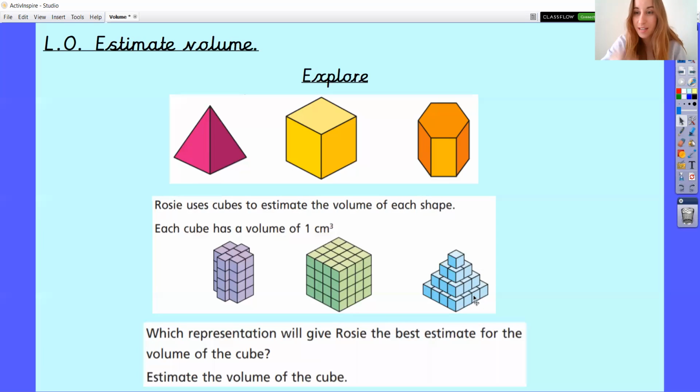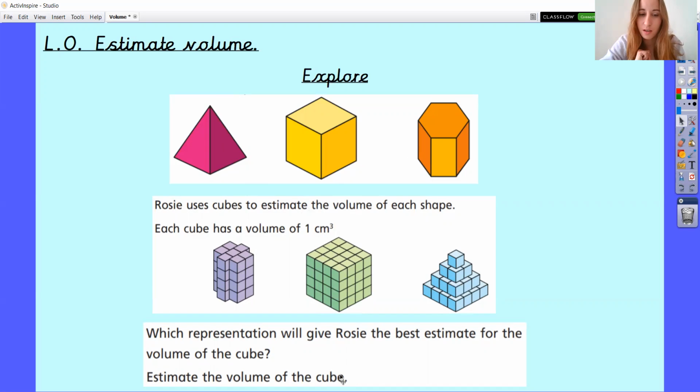So we've just talked about which one we think would give her the best estimate for each of the shapes. Now, the reason it's an estimate and not exact is you can see, can't you, that these shapes she's made aren't going to be exactly like the shapes above, okay? They're going to be roughly a similar shape as long as they're the same size, but it's not going to be a perfect way of working it out, I suppose, except for maybe the cube.